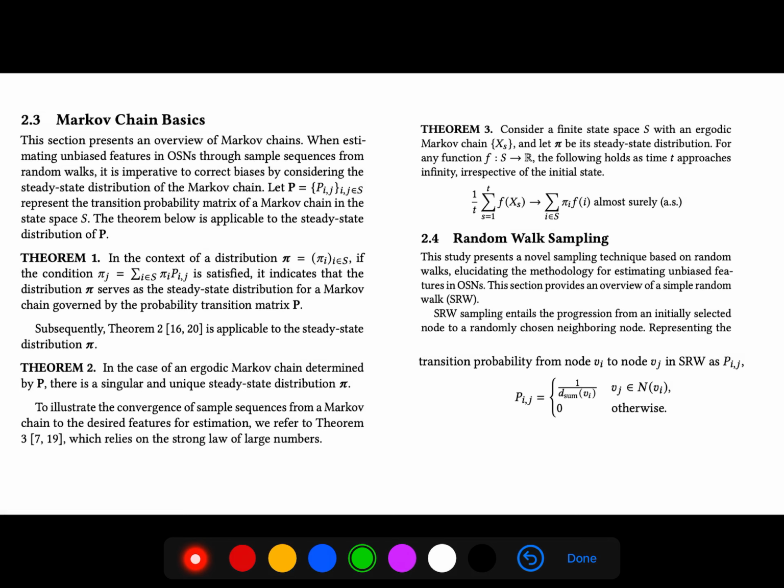In the context of distribution, if the condition is satisfied, it indicates that the distribution serves as a steady-state distribution for a Markov chain governed by the probability transition matrix P. In the case of an ergodic Markov chain determined by P, there is a singular and unique steady-state distribution pi. And for any function, the following holds as t approaches infinity, irrespective of the initial state.